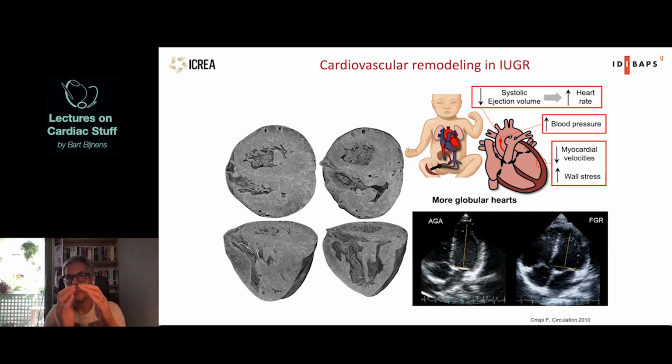But of course, if you develop under pressure loading, you will really change the shape or how the heart is developed. And we can show that these babies are born with more spherical hearts, and up to adolescence, at least, they have more spherical hearts. There's a little bit of question what happens later, but again, we will cover this in another session.